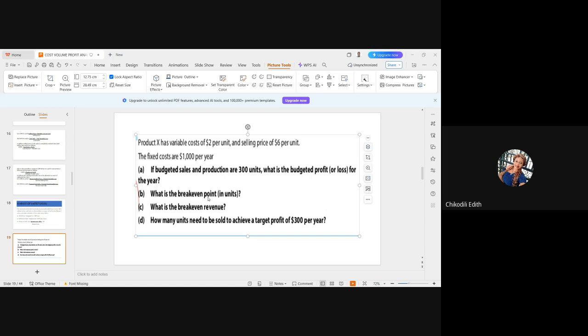Correct. So who else is getting that? That's what I got, 200. I used 3,000 units instead of 300 units, so I was wondering where the 200 is coming from. Correct, it's 200. So that is good.